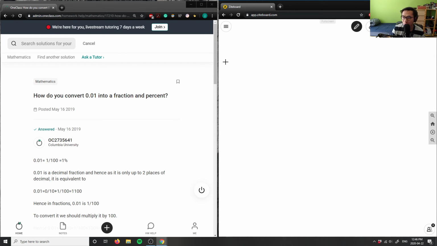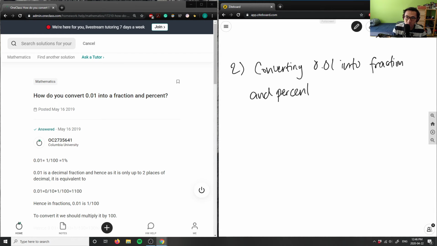Question 2 is, again, these are pretty basic questions here. It says how to convert 0.01 into a fraction and a percent. So I'm converting 0.01 into a fraction and percent. Let me do a percent first, actually, because this is probably easier for you. So 0.01 is my decimal. If I want to convert it to a percent, I would have to multiply it by 100%, right?